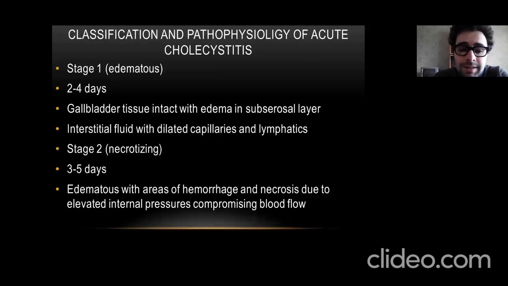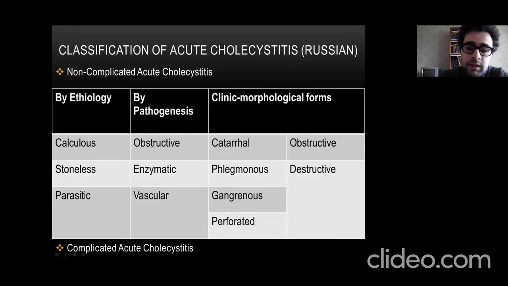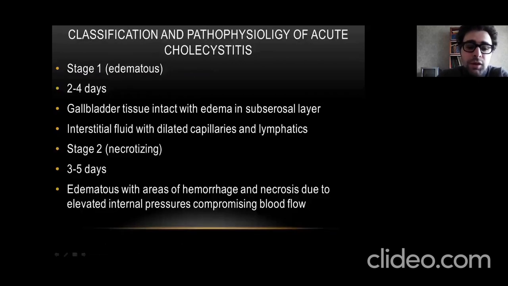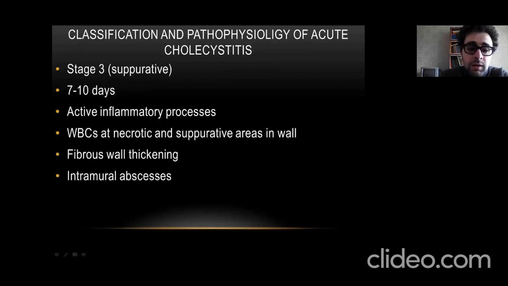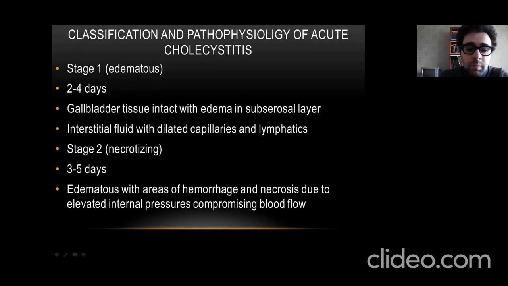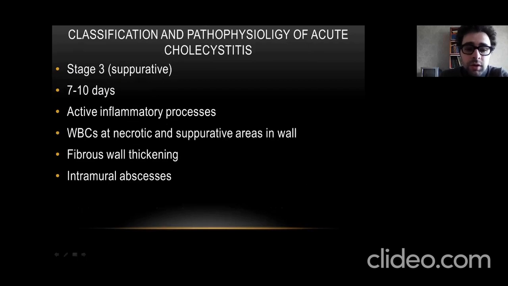Now classification by stages. This is the international classification. It is just like the Russian classification, but with stages. Stage 1, edematous. This is simple, like here, catarrhal and phlegmonous in this stage 1. Stage 2, necrotizing. It comes by days. Firstly, 2–4 days, there will be edema and interstitial fluid. Then there will be necrosis, edematous areas with hemorrhage and necrosis. And if in 7–10 days the patient is not treated, it will come to stage 3, suppurative.